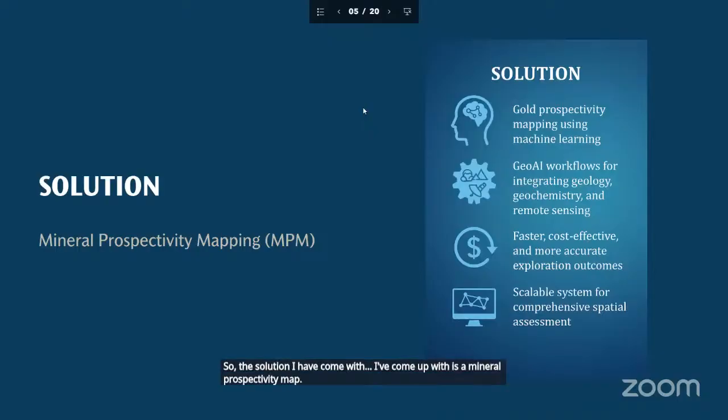It is a combination of machine learning, GeoAI workflows, and geospatial analysis. I have used machine learning for gold prospectivity mapping. GeoAI workflows have been used to integrate geology, geochemistry, and remote sensing datasets. And this allows for a faster, cost-effective, and more accurate exploration. The system is scalable, dependent on the data availability and support from stakeholders.